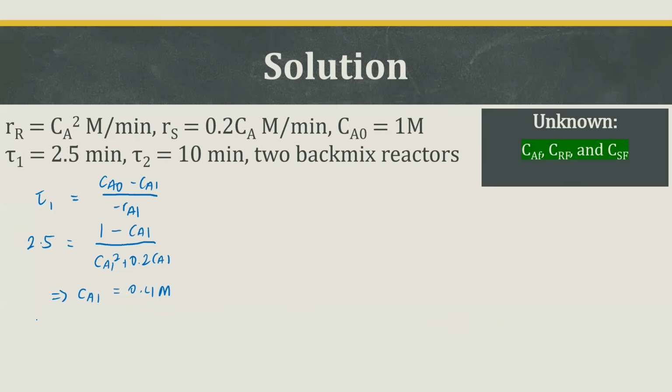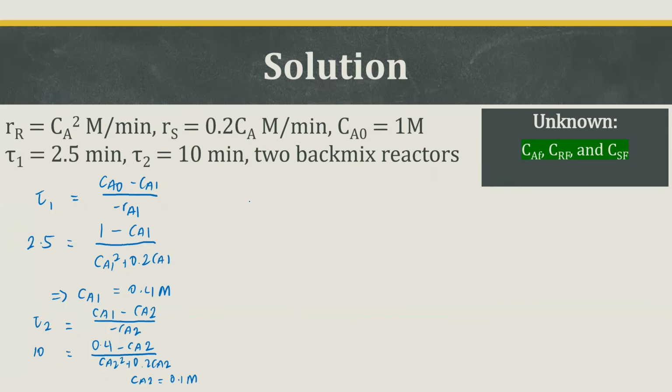And then for the second reactor, that's CA1 minus CA2 all over negative rate of A2. So this is 10 equal to 0.4 minus CA2 all over CA2 squared plus 0.2 CA2. And you should get here CA2 equal to 0.1 moles per liter.